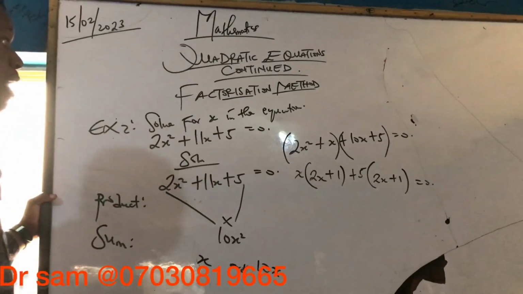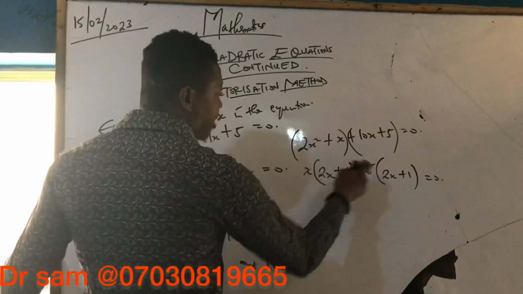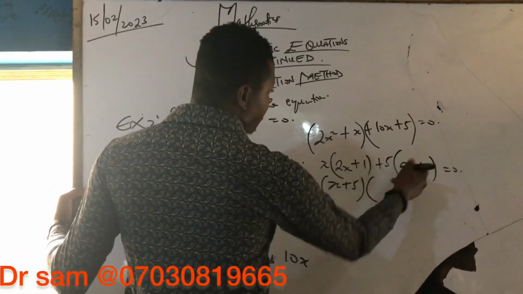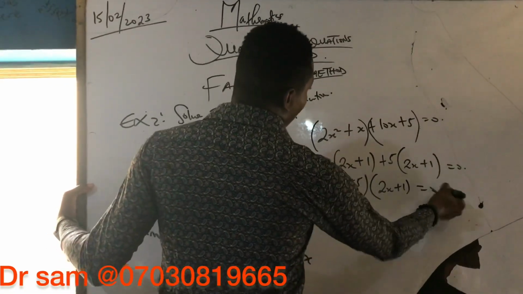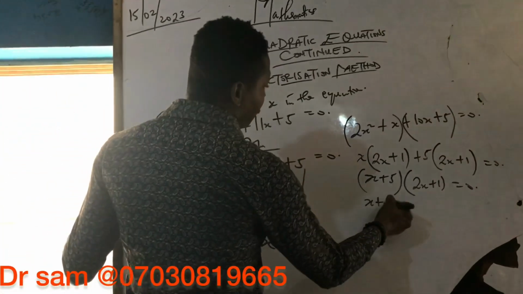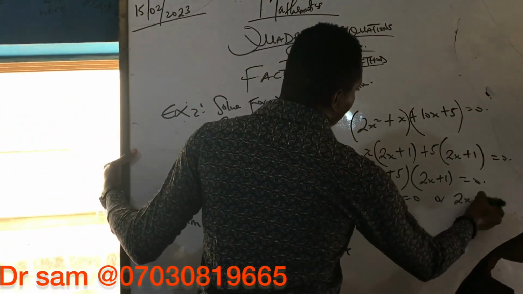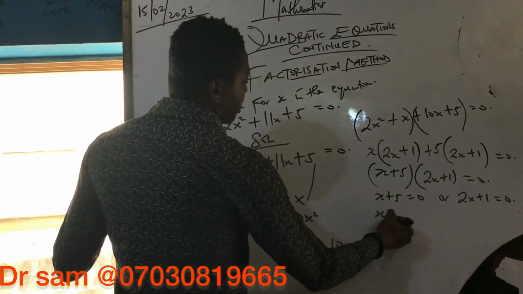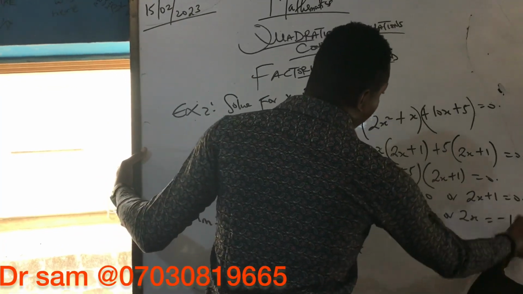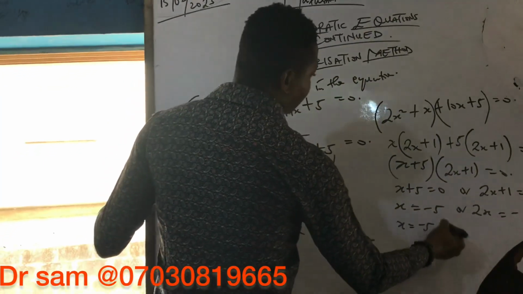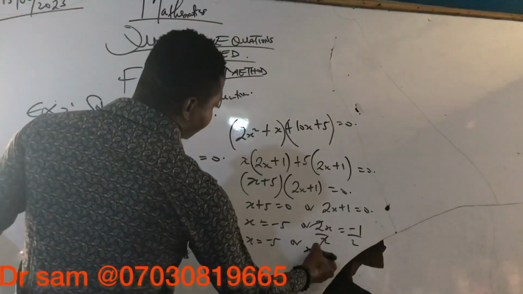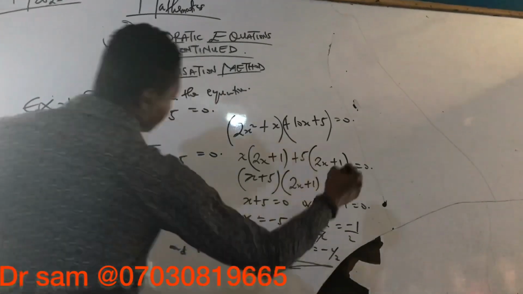It's very clear. Then we combine the numbers outside the two brackets: x plus 5. Then pick one of the same bracket, 2x plus 1 equals 0. Then what do we do next? We find our roots. x plus 5 equals 0 or 2x plus 1 equals 0. Then x, if it flips over, is minus 5. Or 2x, 1 flips over, minus 1. Then x equals minus 5. We can divide through by 2, so x is also equal to minus 1 over 2. That's the answer.